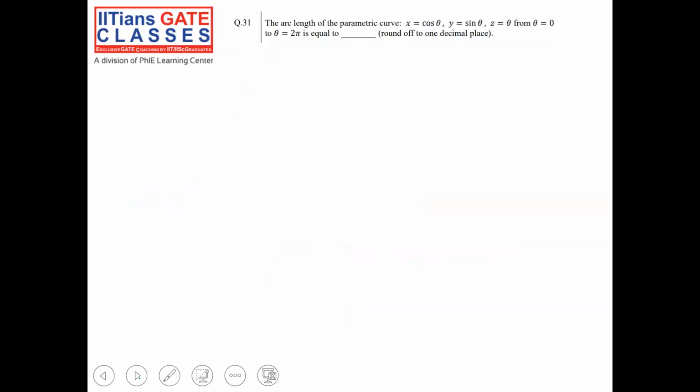Coming towards next question. This question is from the calculus topic. They are asking us to calculate the arc length of a parametric curve. We know the arc length of any curve whenever we deal with two variables x and y, but here a third variable is added, which is z. So the formula will not change much.